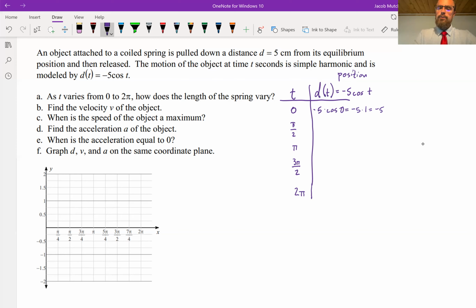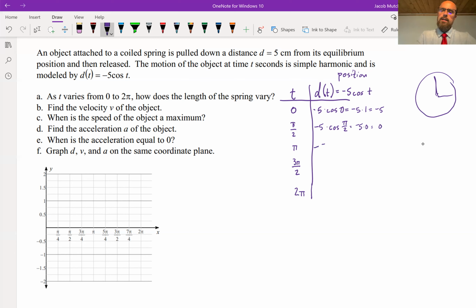At pi over 2, we could calculate -5 times cosine pi over 2. And cosine of pi over 2, that's at 90 on the unit circle, is 0, because that vertical 90 position has no horizontal component, so that's -5 times 0, which is 0. So at pi over 2 seconds, the object has returned to the equilibrium spot, the middle position.